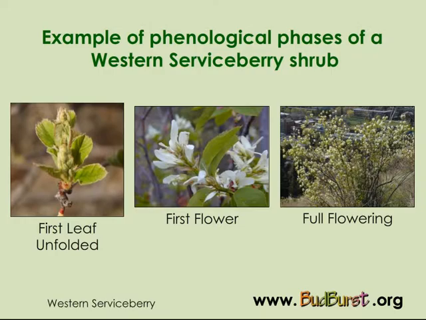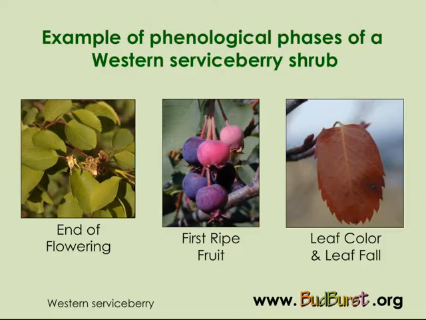Here is another example. These are the phenological phases of the western serviceberry shrub. Here we see the spring phenophases, including leaves and flowers. Here you see the phenological stages that occur in summer and fall. Notice that some stages occur close together, like leaf unfolding and the appearance of new flowers, and others take a long time to develop, such as the ripening of fruits or leaves turning color in the fall.